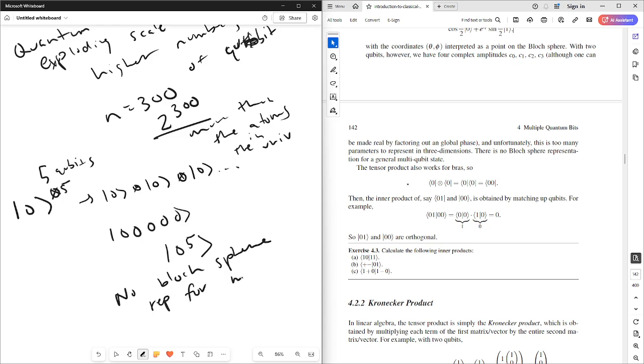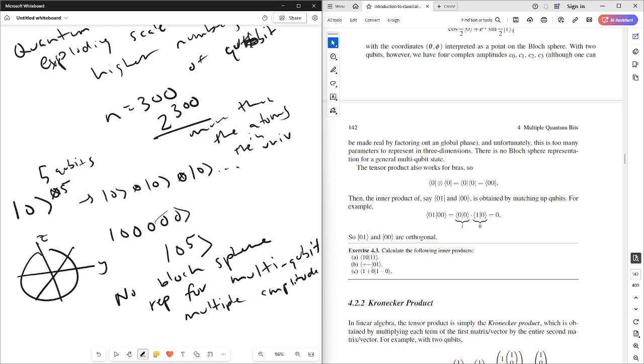So there is no Bloch sphere representation for multi-qubit, because we have multiple amplitudes. Where before, if you have one qubit, this is our Z, this is our Y, this is our X, right?